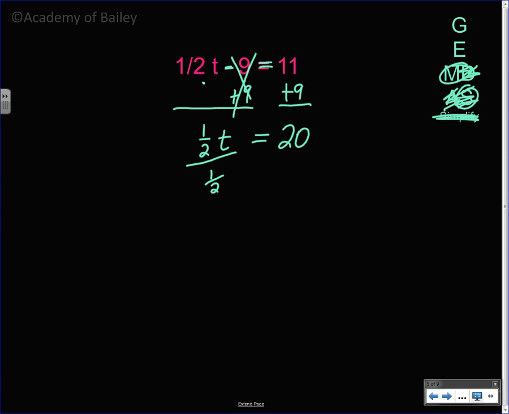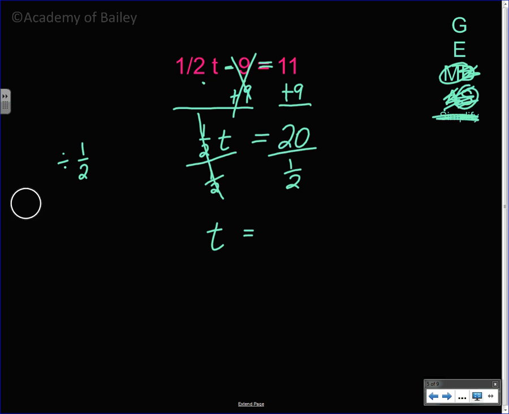Let me show you the first way, the way that you're used to. So you divide by 1/2 on both sides. 1/2 divided by 1/2 cancels and leaves you with 1 t. Now we have 20 divided by 1/2. 20 over 1 divided by 1/2.